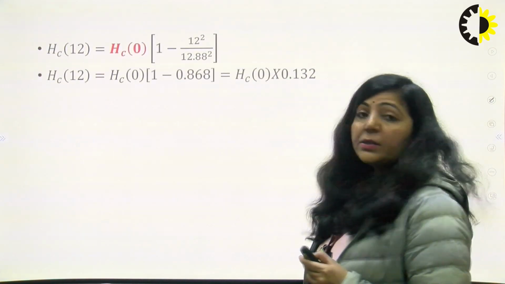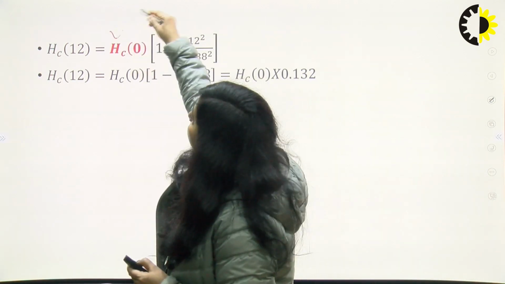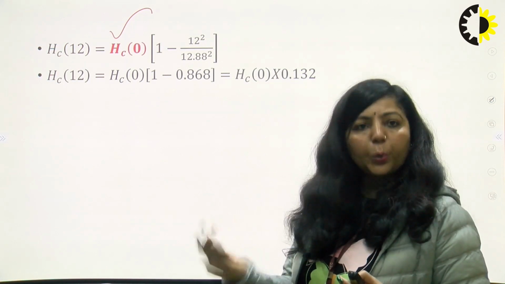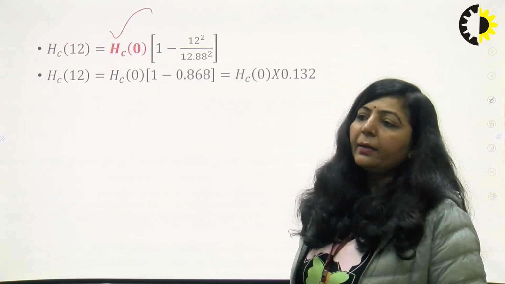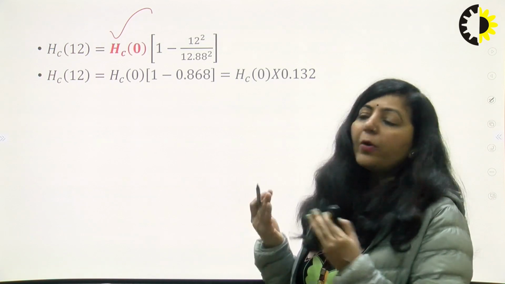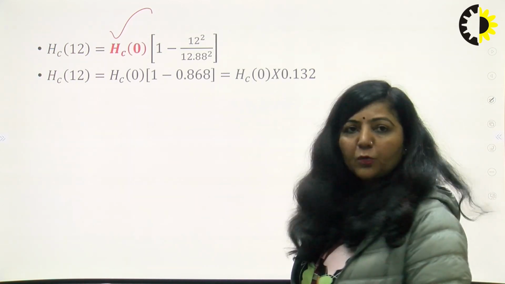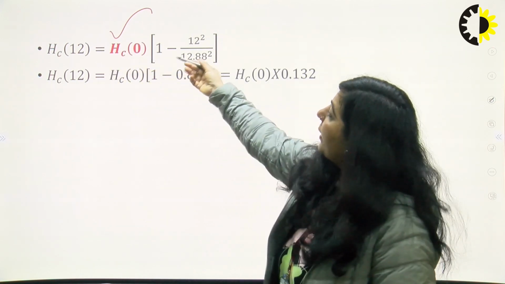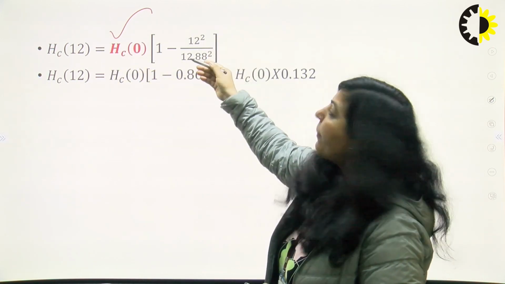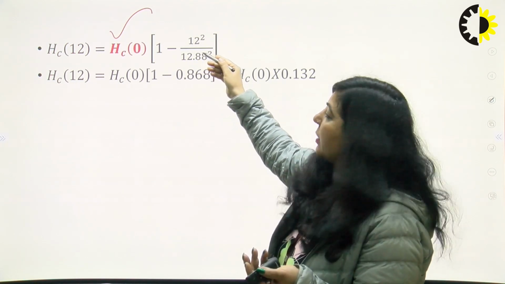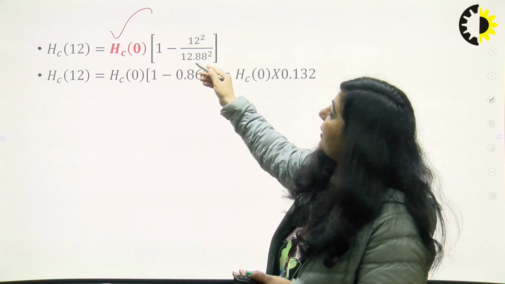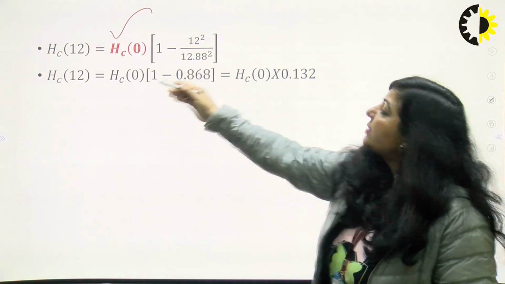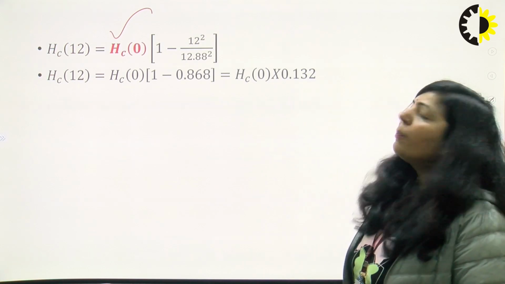Now the next thing is we have to find the critical field at 0 Kelvin. You can take the expression of critical field at 12 Kelvin or 10 Kelvin. Either by using HC12 or HC0, you can get the required expression for HC0. So HC12 is equal to HC0 into 1 minus 12² upon Tc². As we already know from our calculation, Tc is 12.88. After simplifying, you get HC12 is HC0 into 0.132.